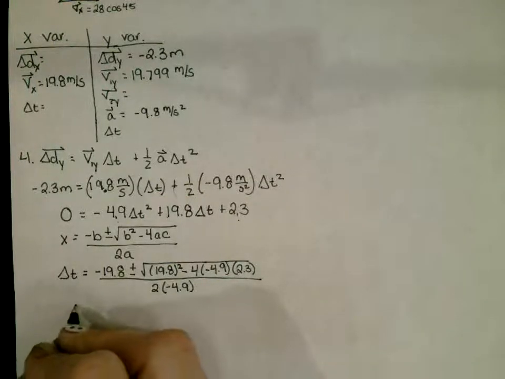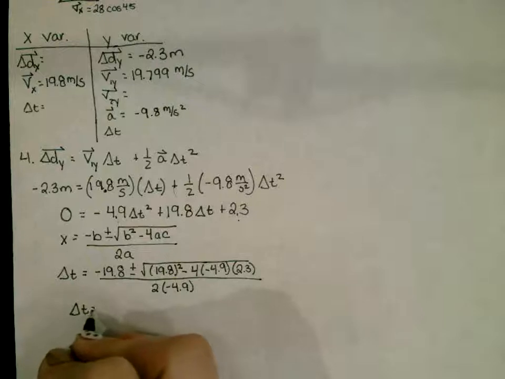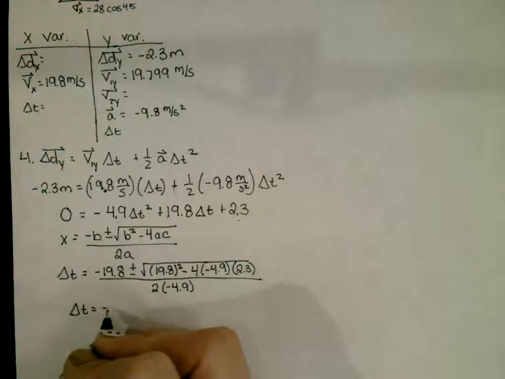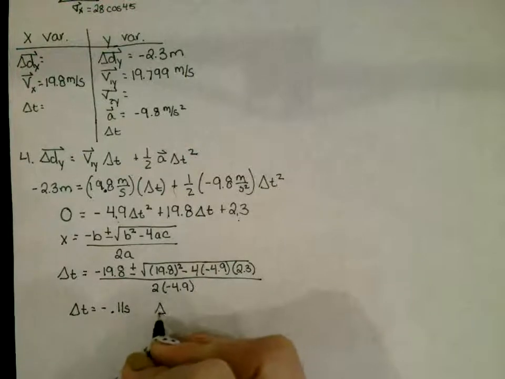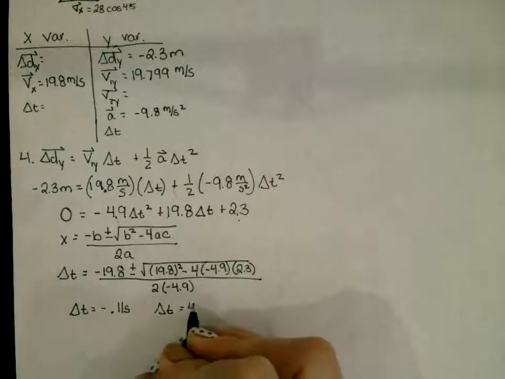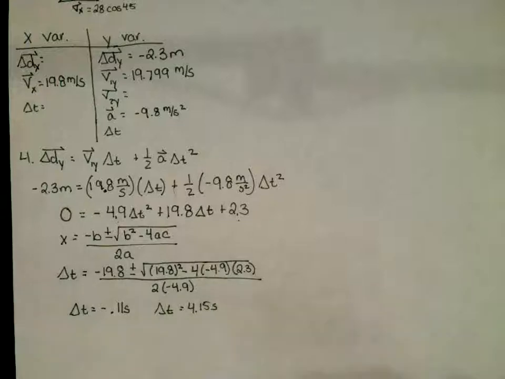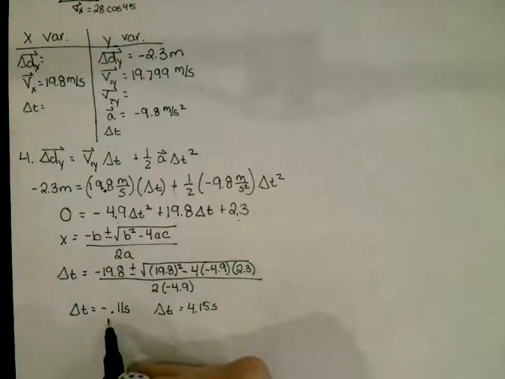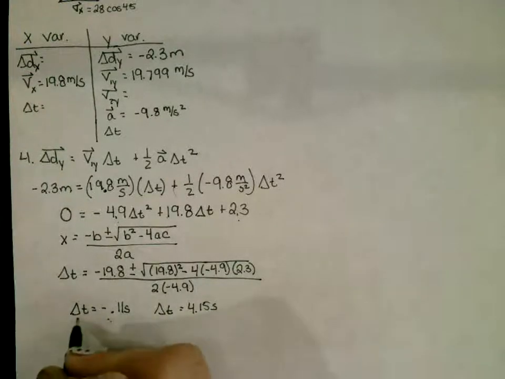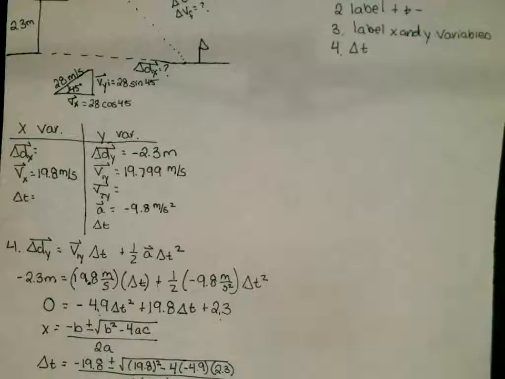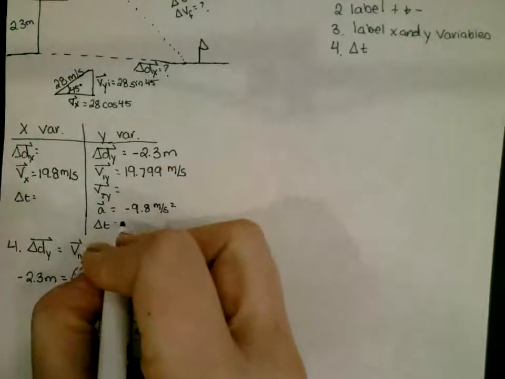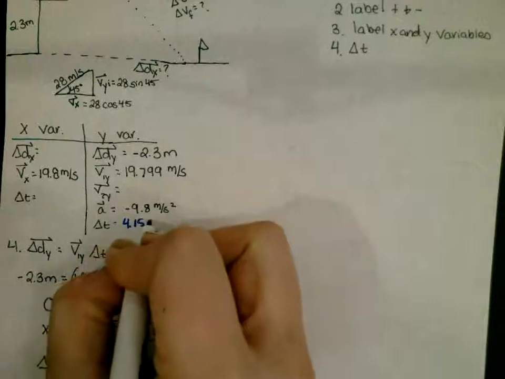When you do your math, you'll get 2 answers. Your first will be that your change in time is negative 0.11 seconds. Your second will be that your change in time is equal to 4.15 seconds. We can't have a negative change in time, so we have to go with this 4.15 seconds. So I'm going to come back and plug that in. Our change in time is 4.15 seconds.